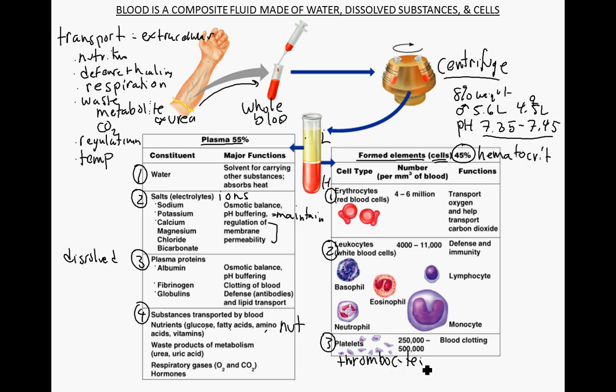Thrombocytes. Okay. So erythrocytes, leukocytes, and thrombocytes, the three different cell types. By far, the most numerous of the cells in the blood are the red blood cells. Their major role here is to transport oxygen, right, and transport carbon dioxide. The leukocytes are the next most popular here, and their main role is in defense and immunity.